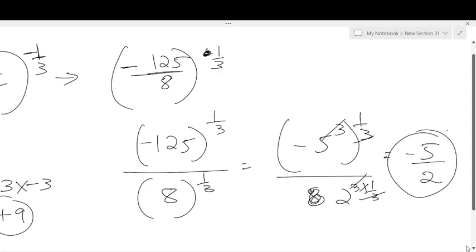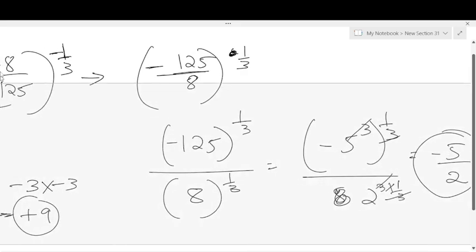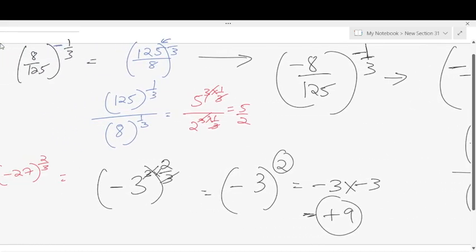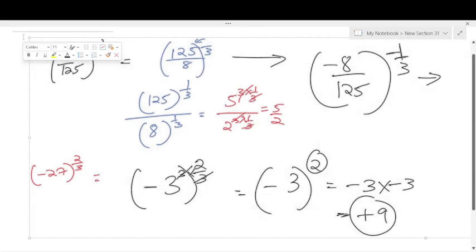Is this clear? Any doubts in this? Did you understand the difference between negative power and negative base? When the power is negative and the base is negative?